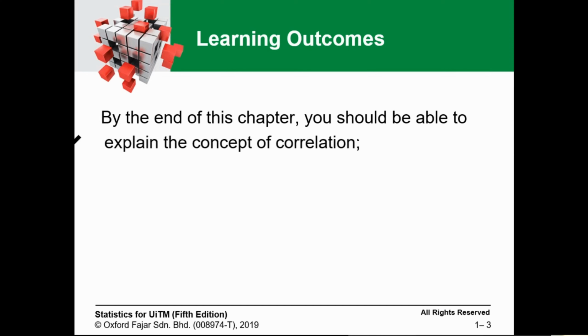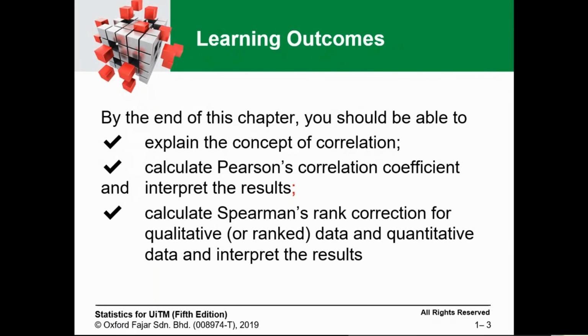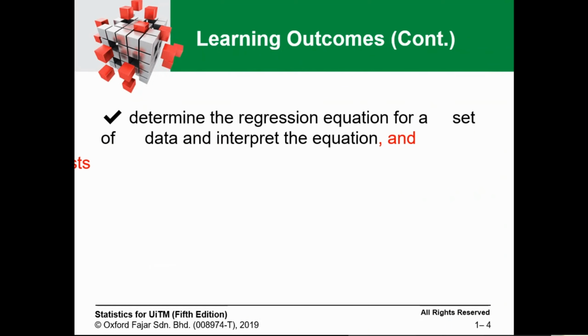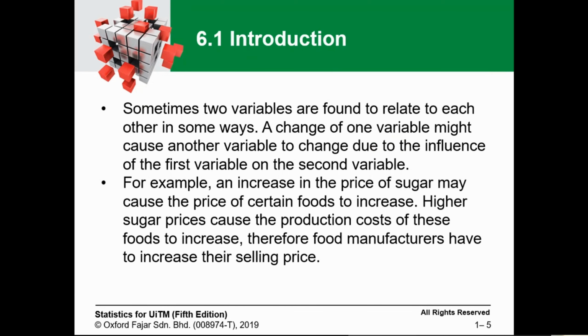By the end of this chapter, which will be today and tomorrow, we will be able to explain the concept of correlation. You will be able to calculate Pearson's correlation coefficient and interpret the results. You can calculate Spearman's rank correlation for qualitative or rank data. Also, you'll be able to determine the regression equation for a set of data, and use the regression equation to make forecasts for valid values of the independent variable.